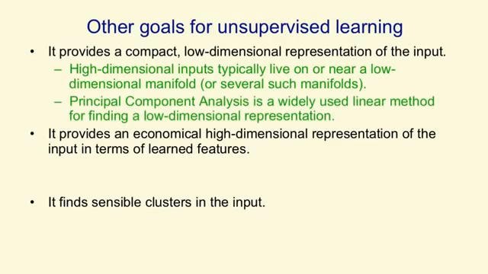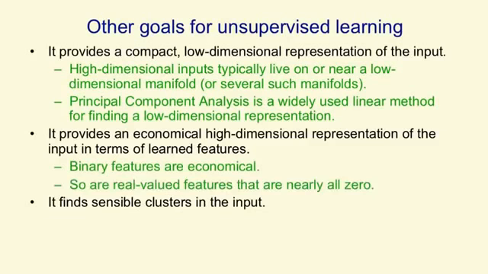A very limited form of this is principal components analysis, which is linear. It assumes that there's one manifold, and the manifold is a plane in the high-dimensional space. Another goal for unsupervised learning is to provide an economical representation for the input in terms of learned features. If, for example, we can represent the input in terms of binary features, that's typically economical because it only takes one bit to say the state of a binary feature. Alternatively, we could use a large number of real-valued features, but insist that for each input, almost all of those features are exactly 0. In that case, for each input, we only need to represent a few real numbers, and that's economical.